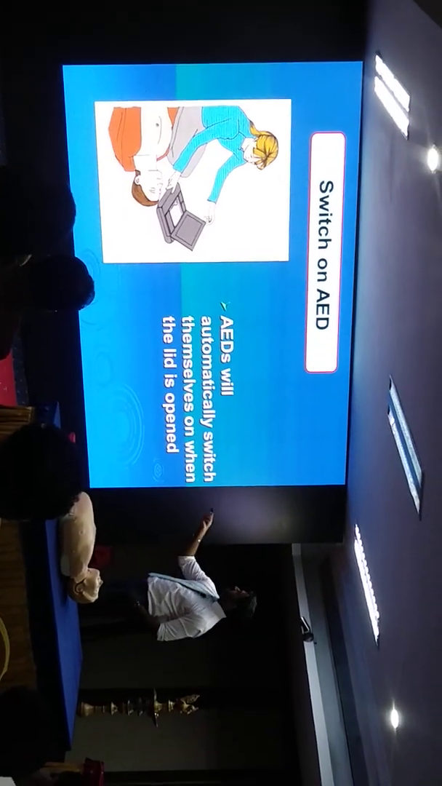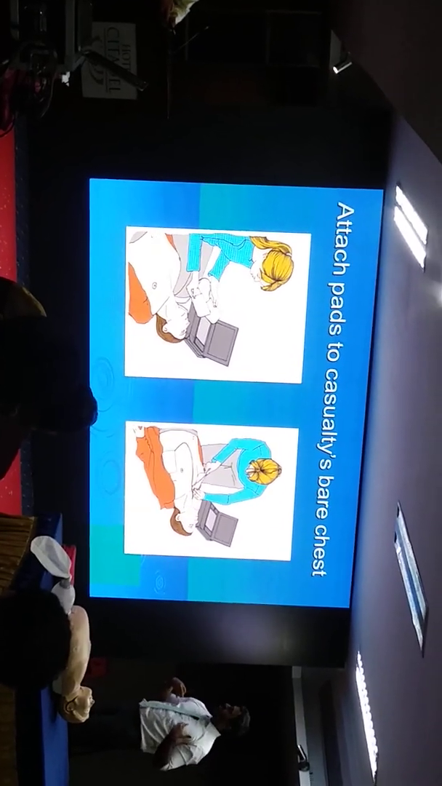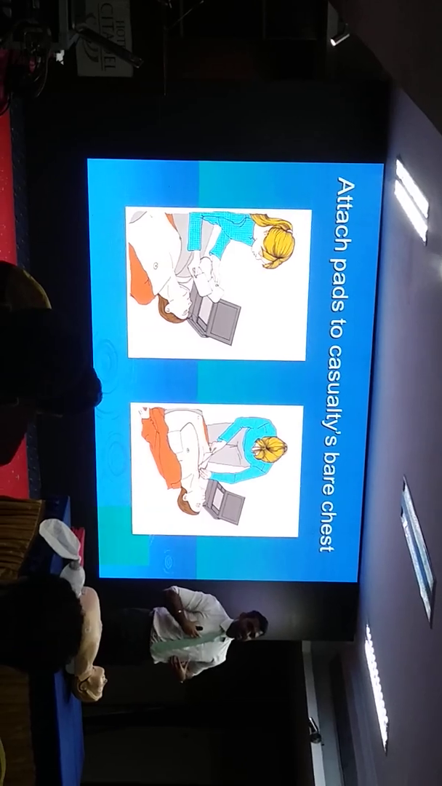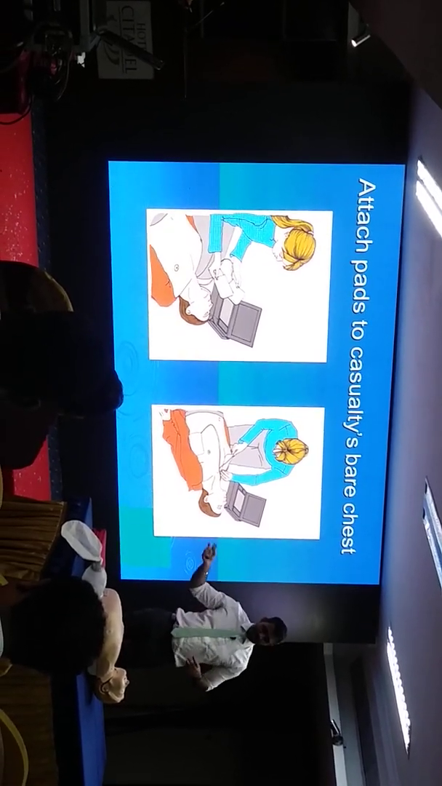Okay. So with an AED, once you keep the AED on, you open it. Sometimes when you open it, it automatically gets switched on, or sometimes you have to manually switch it on. The next step is open the shirt, and you have to keep the pads. 2 pads will be there. One has to be kept on the right side, and one has to be kept on the left side. Okay. And where to put them will also be marked on the pads.